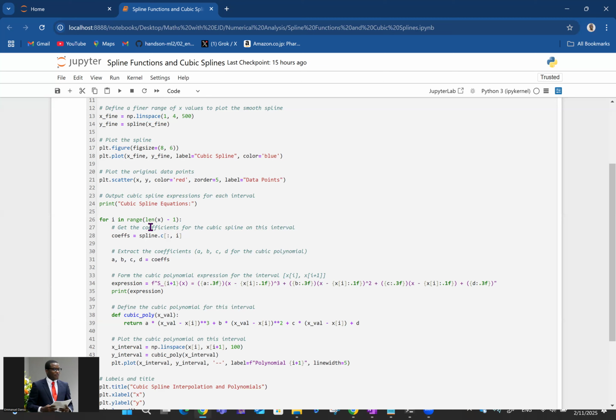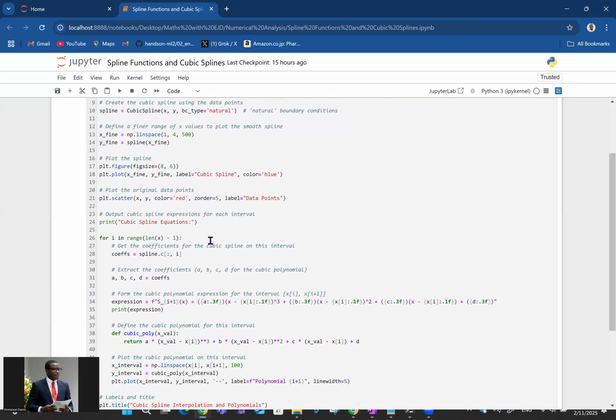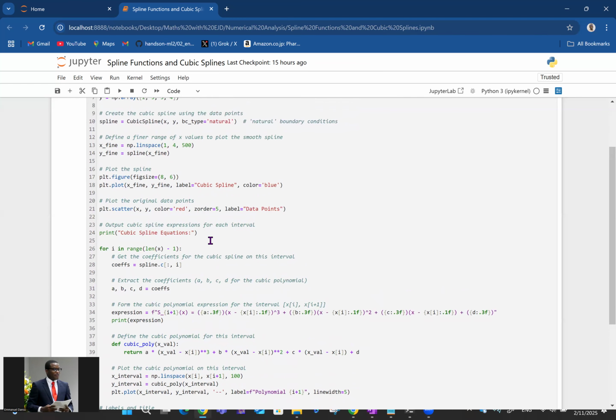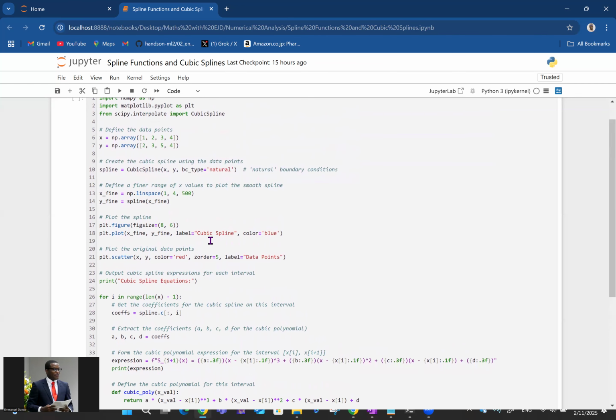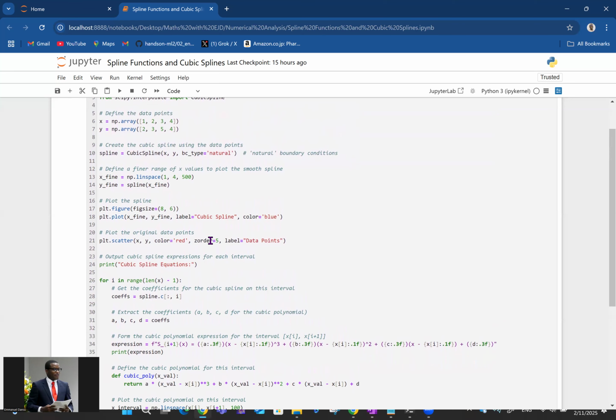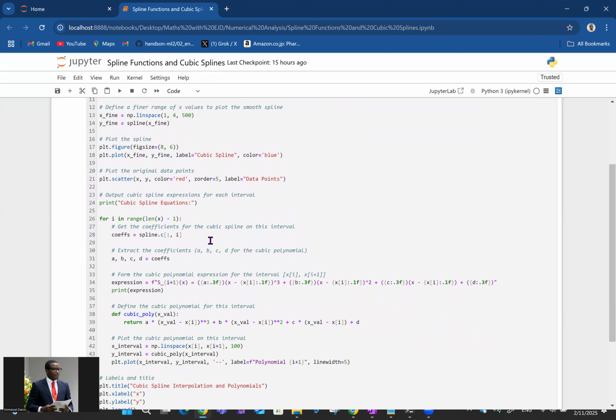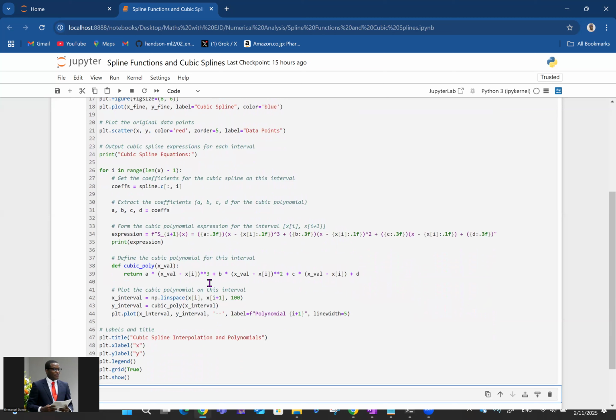So you see, for i in range(len(x) - 1), that's for 1 to 2 we get the equation just like you saw there. For 2 to 3 we have another one, and for 3 to 4 we have another one. So 3 of those equations in all, because at the end of the day we are just looking for a_i, b_i, c_i, and d_i, and those are the things you're looking for. You're going to see all of that too.